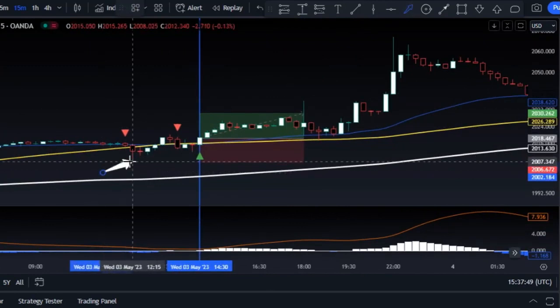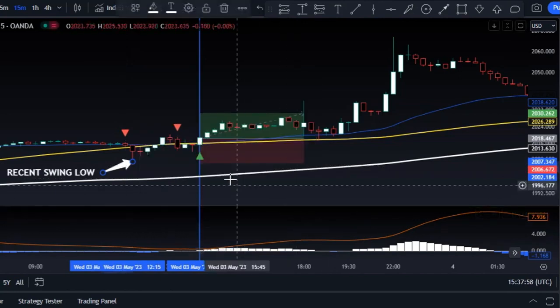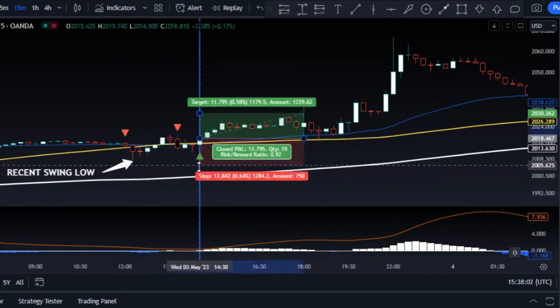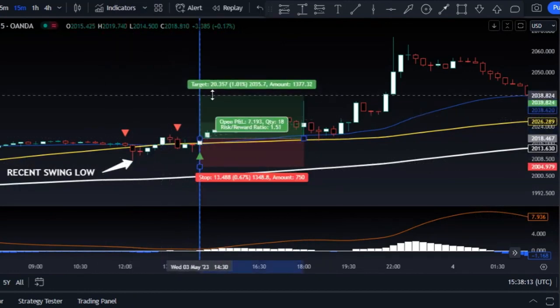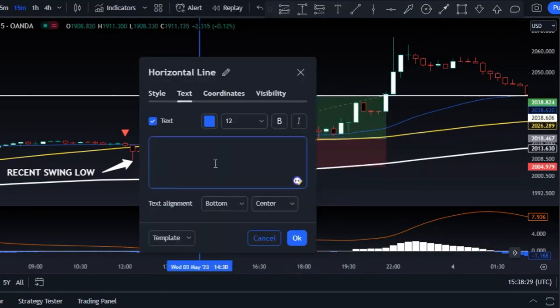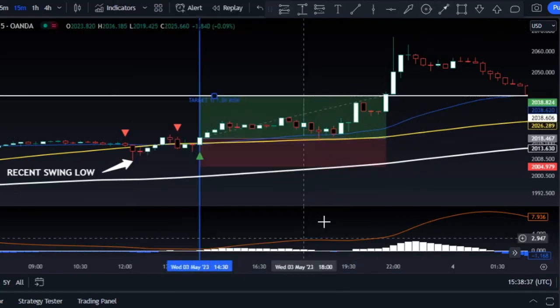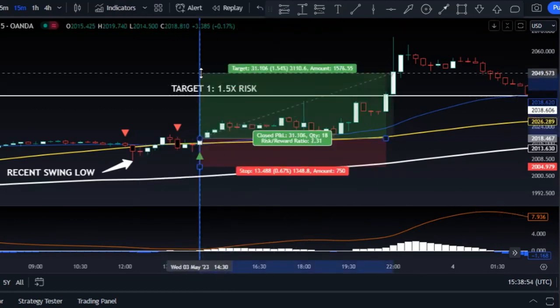Immediately, to manage capital and prevent excessive losses, set the stop loss under the recent swing low. And finally, we can take some of the trade profit at a risk to reward ratio of 1 to 1.5 and then close the rest of the trade at a risk to reward ratio of 1 to 2.5.